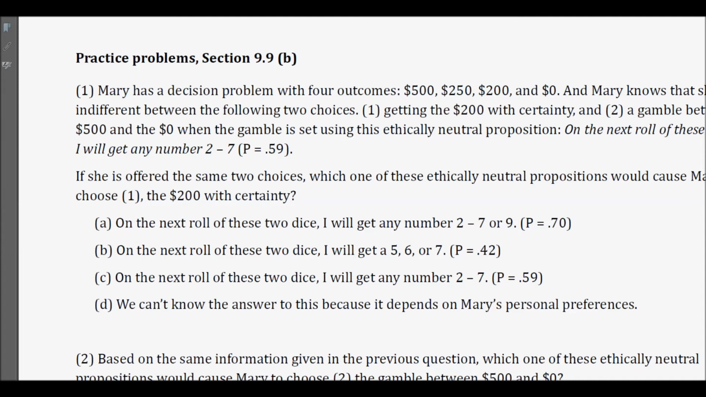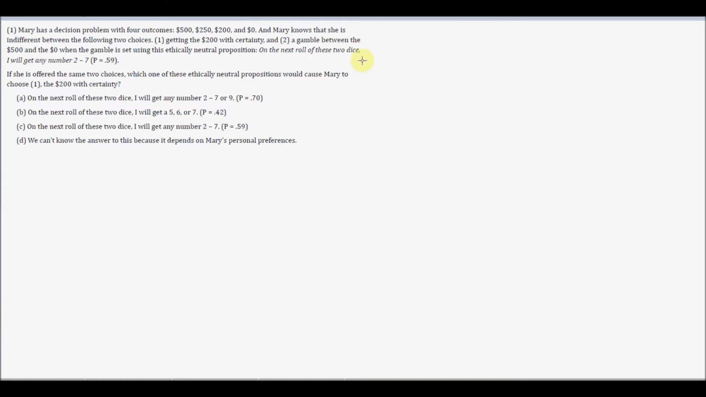Okay, in this video I'm going to go through some of these problems. Practice problem section 9.9b. So you should have this printed out in front of you. I'm actually going to take this down or move it. Okay, so for the first one, Mary has a decision problem with 4 outcomes, 500, 250, 200, and 0.